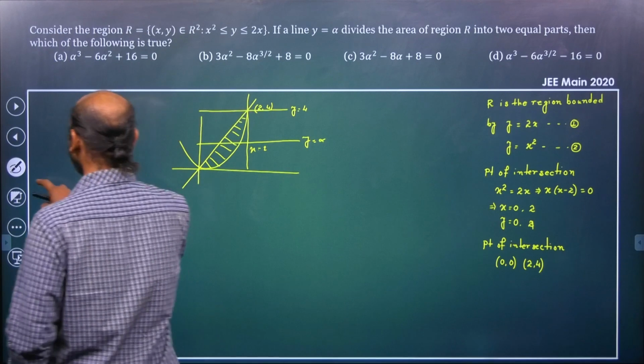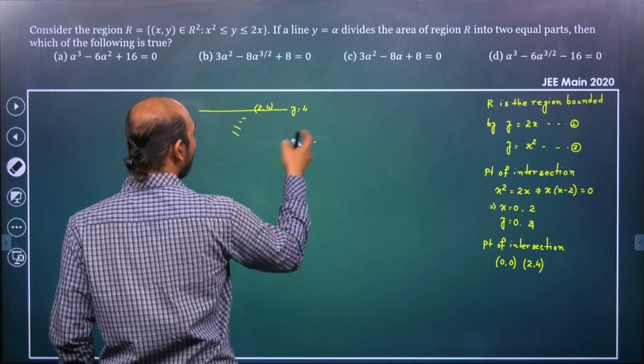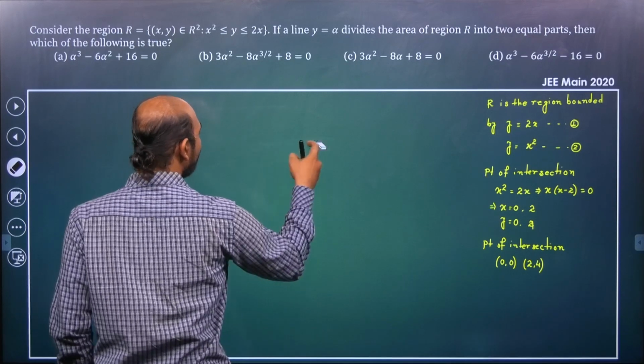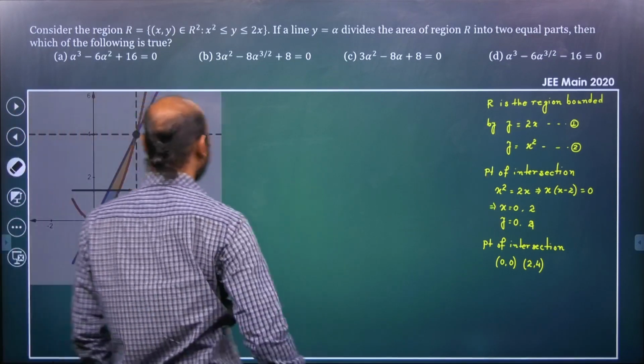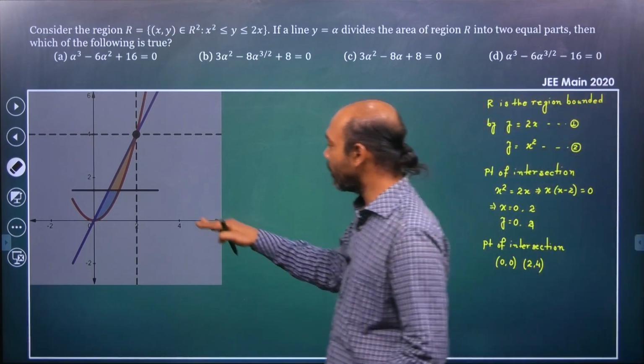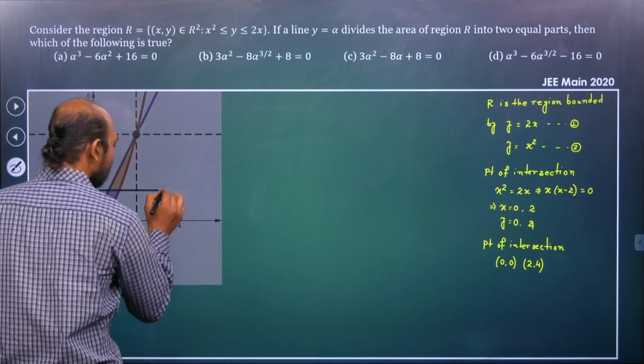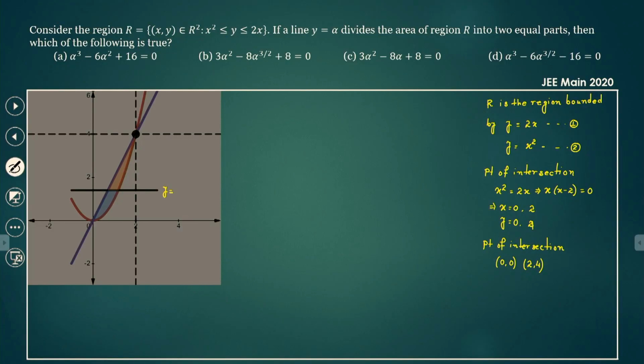Whatever we tried to draw in a random graph, let's now see in a proper plot. Here we use a plotting tool to get a clean plot. We already know the lines and equations that bound it. So let's substitute the condition. This is obviously y is equal to alpha, this is y is equal to 4, and this is y is equal to 0. These are the curves we need to work with.